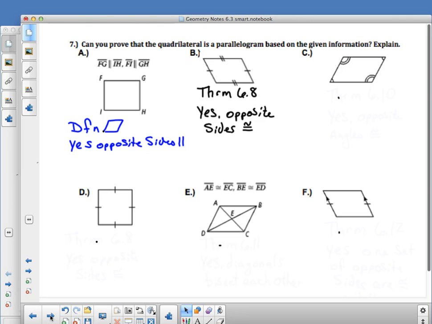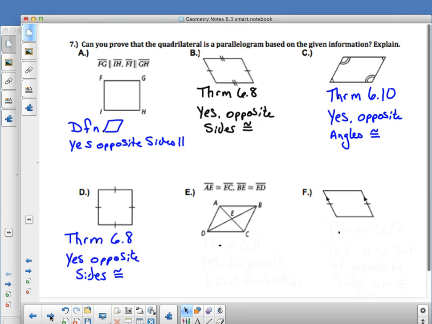Okay, opposite angles are congruent. Well, heck yeah. Which one's opposite angles? Which one of the numbers we got for opposite angles? You guys got it right there. You got opposite angles. Isn't it 6.10 as we go through? 6.10, yes, opposite angles. Are you okay with how this should be working? Okay, now I've got opposite sides on this next one. Well, that was theorem 6.8. Yes, opposite sides are congruent.